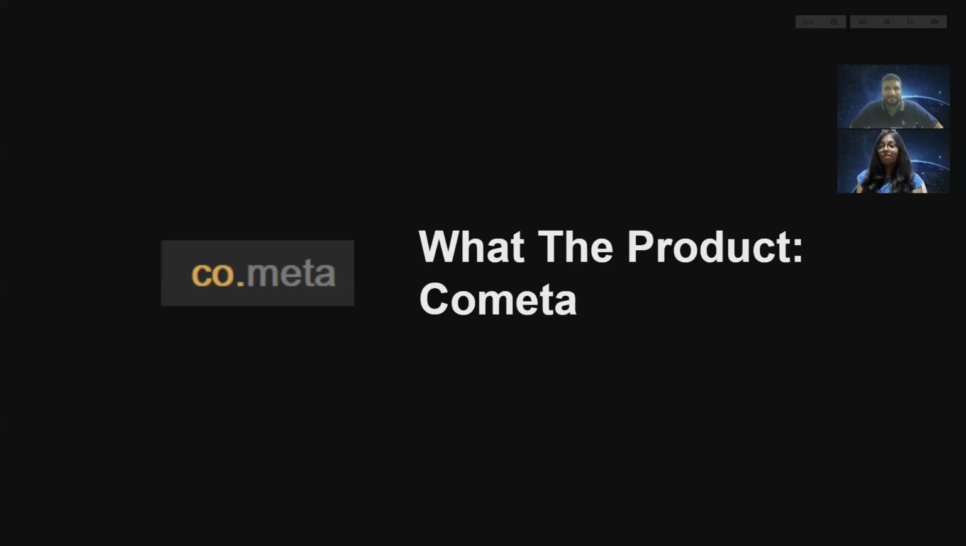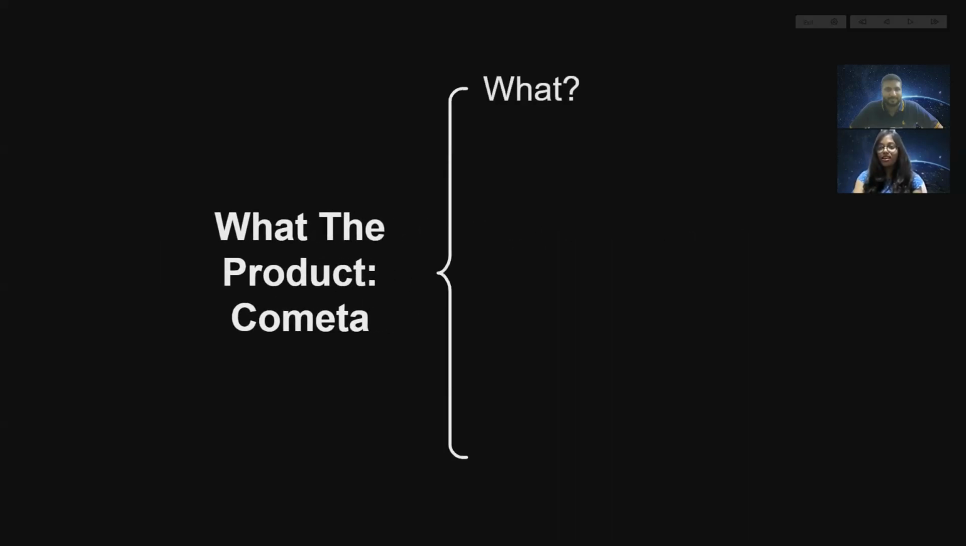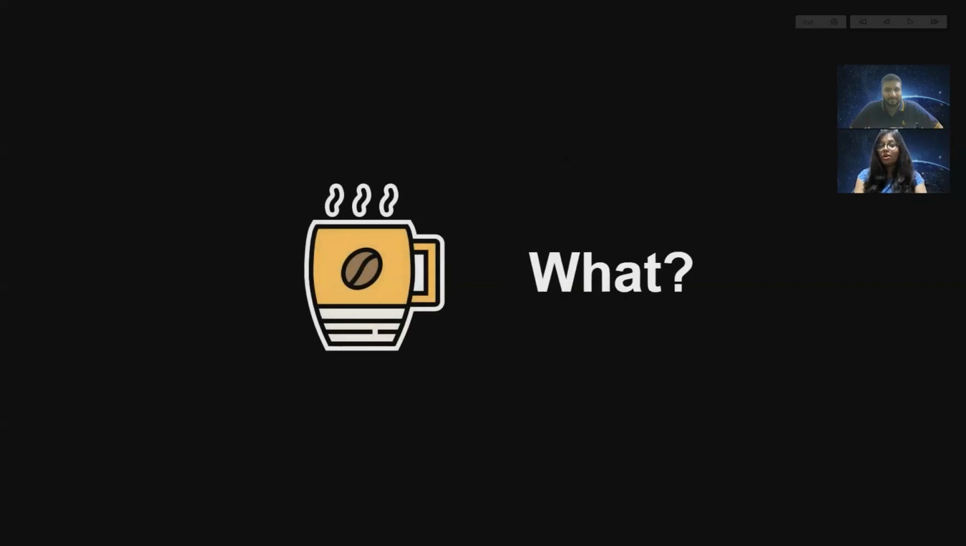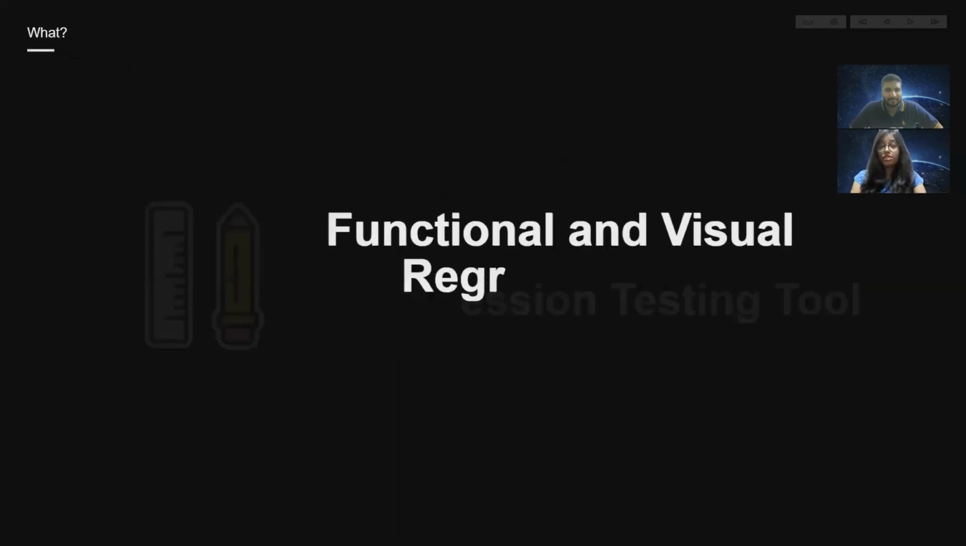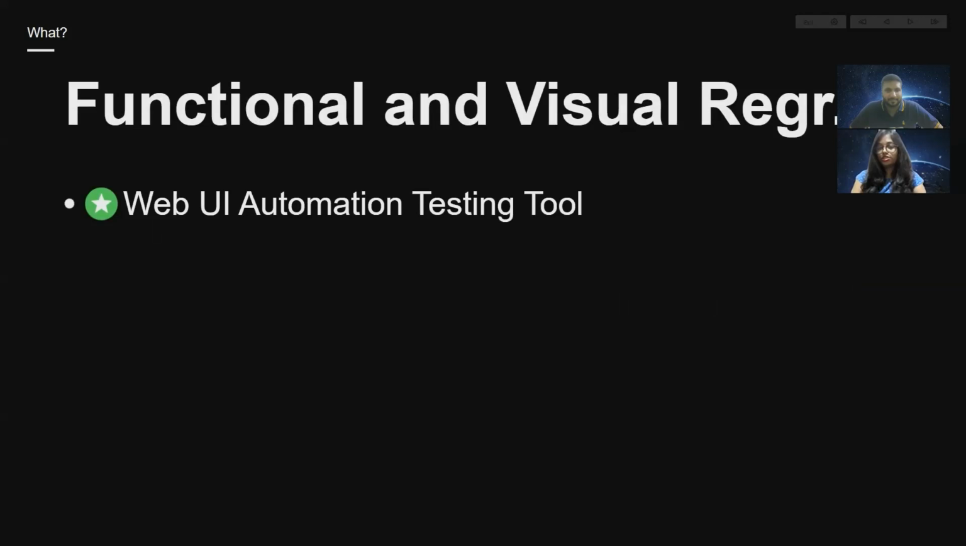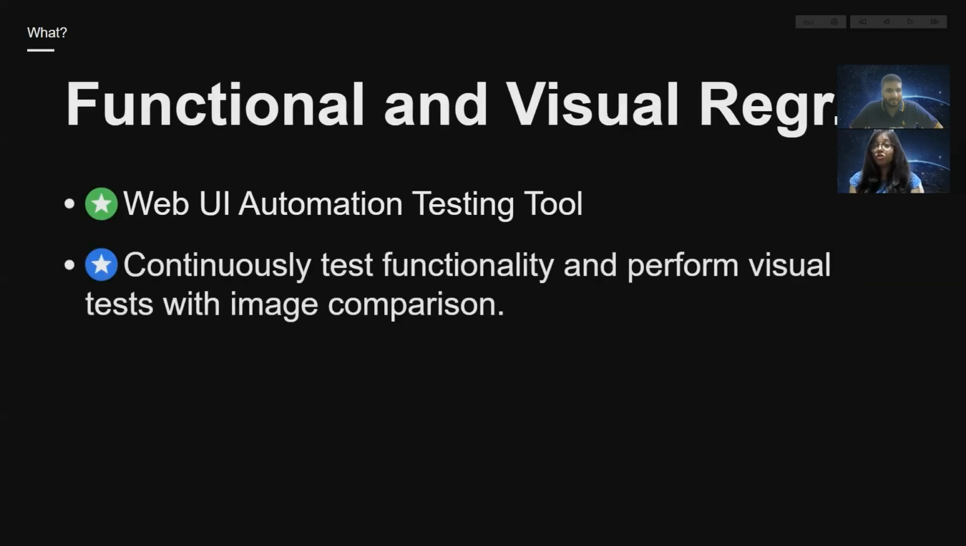Today, we have a super duper product with us that is Cometa. So, what is Cometa? Cometa is a functional and visual regression testing tool. It basically helps us in our functional testing and visual regression testing. So, what is it? It is a web UI automation testing tool. It continuously tests functionality and performs visual tests with image comparison.